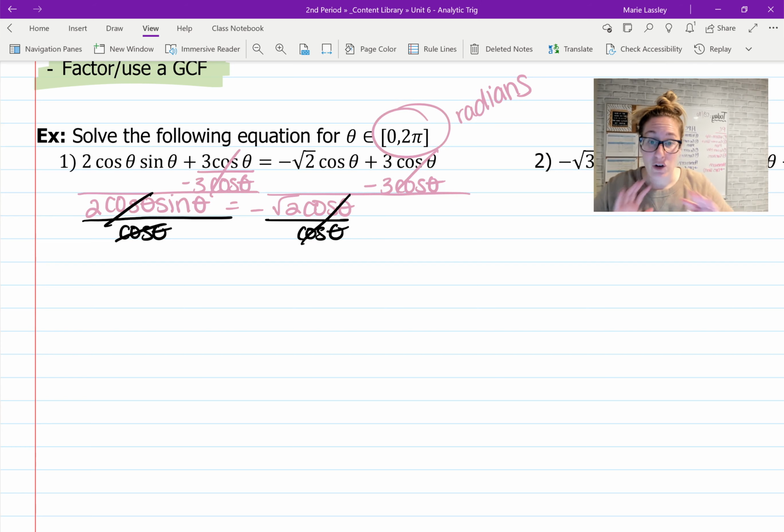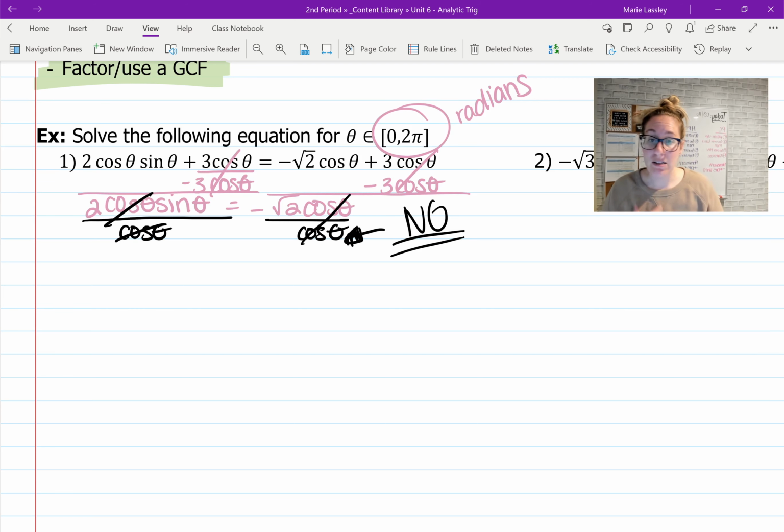That is incorrect. That will get you some of your answers, but you just divided out all of the cosine answers. So this is not okay. No, you cannot do this. All right, what you want to do instead.